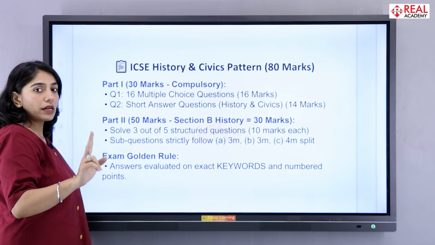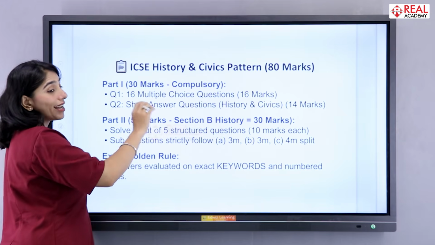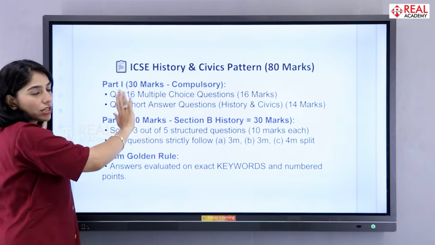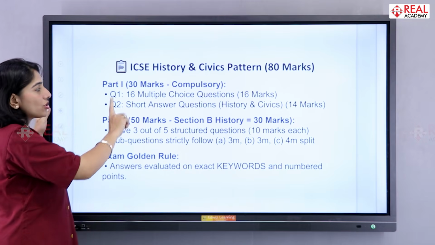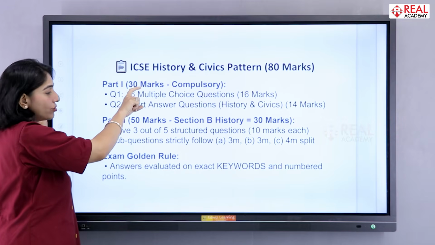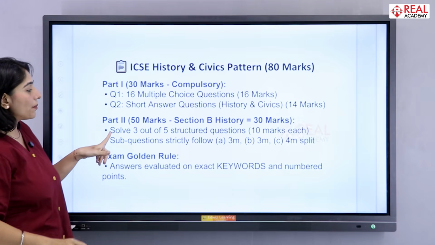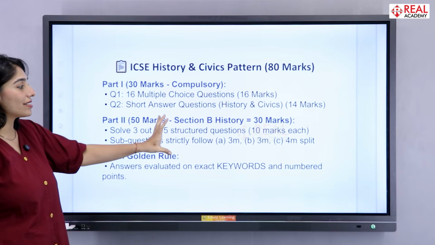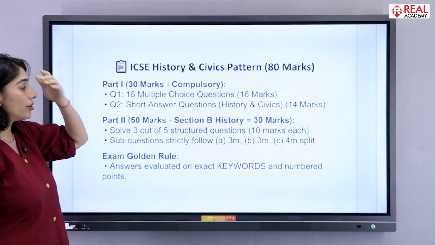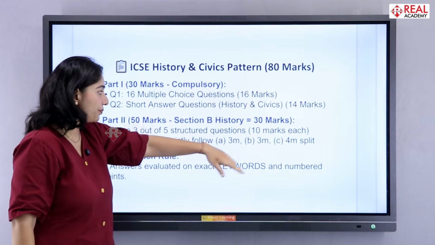So here it is 2 marks each question. So here you have 7 questions. You do not find any options in the above given questions, which are for your 30 marks. These are your compulsory set of questions here. In Part 2, we talk about 50 marks, which is Section B, consisting of history for 30 marks here.